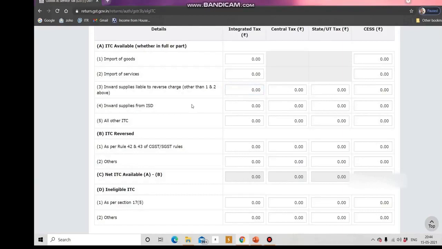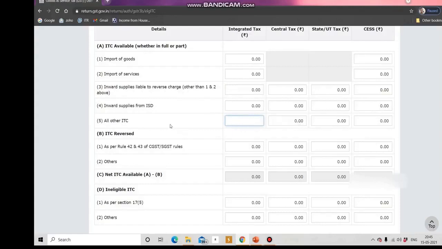Fourth one is inward supplies from ISD, that is input service distributor. The last point is all other ITC. If the ITC is not falling in any of the above special points, then we have to enter the same in all other ITC column. So the purchase of normal goods and services, we need to enter the figures over here.